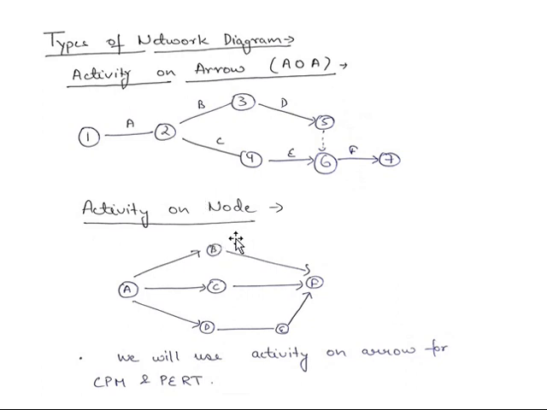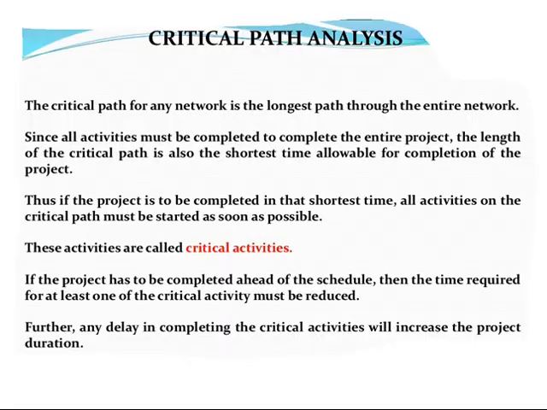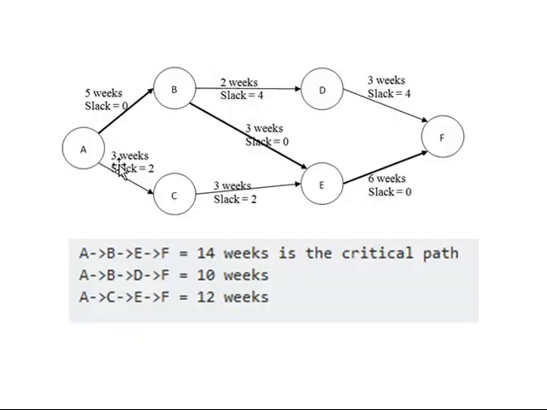Now they are addressing activity on node by taking an example. This is an example for activity on node. Activities A, B, C, D, E, F. So what is the time duration that has been written here? 5 weeks, 2 weeks, 3 weeks, 3 weeks, 6 weeks, 3 weeks, 3 weeks. That has been addressed here.